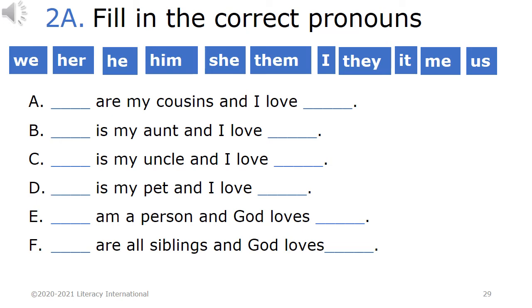2A, fill in the correct pronouns. We, her, he, him, she, them, I, they, it, me, us. A. Are my cousins and I love. B. Is my aunt and I love. C. Is my uncle and I love. D. Is my pet and I love. E. Am a person and God loves. F. Are all siblings and God loves.